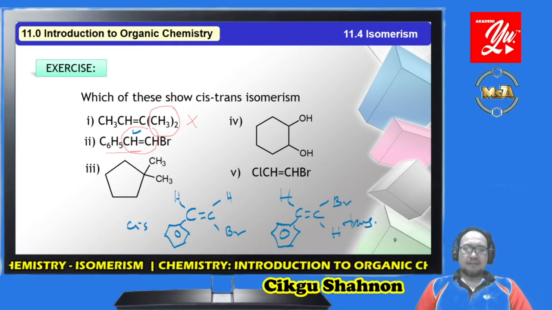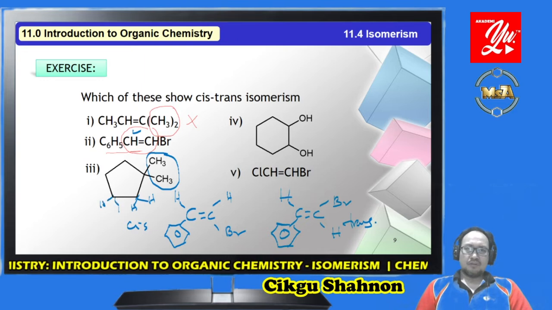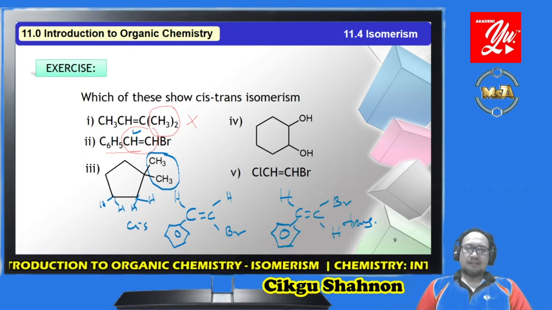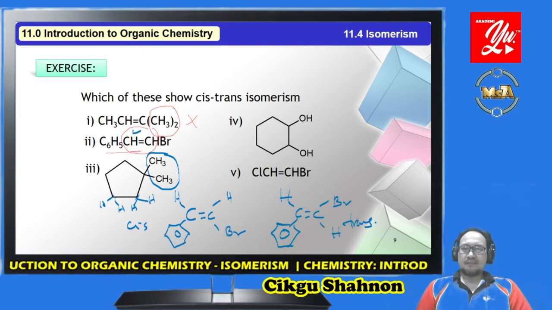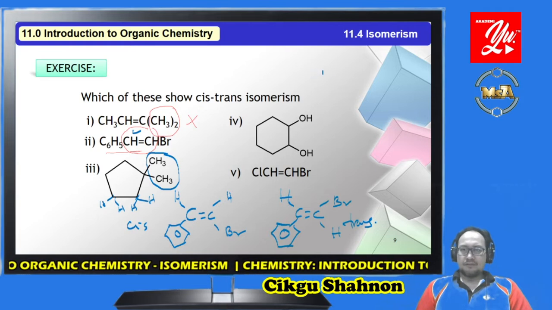Okay, number three, we don't have cis-trans isomerism because we have two identical substituents here, and here also we have two identical H, 2H and 2H, and so on. So no cis-trans isomers. For this one, yes, here we have cis-trans isomers. Okay, I want to draw it.